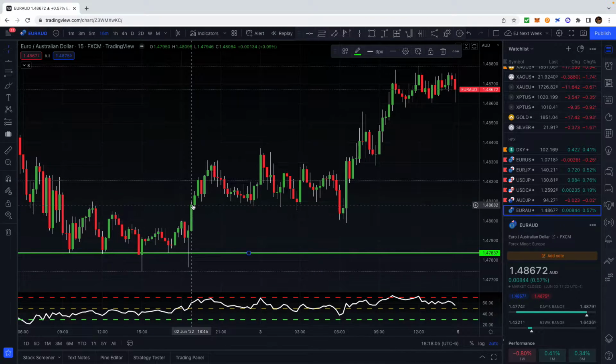Every green candle represents buyers trying to push the market up, and every red candle represents sellers trying to push the market down. The basics of any market is you want to buy low and sell high, and you'll see that often too. But let's get back into it.